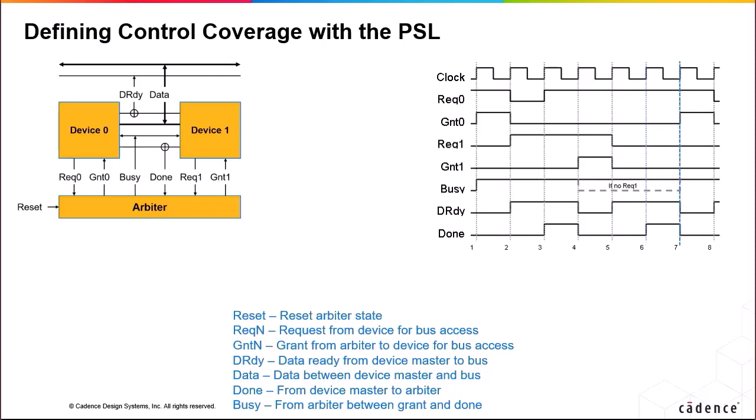On the seventh cycle, device 1 lowers its done signal and its data-ready signal, and removes its data from the bus. The arbiter grants the device 0 request and maintains the busy signal. On the eighth cycle, device 0 starts the second bus access.